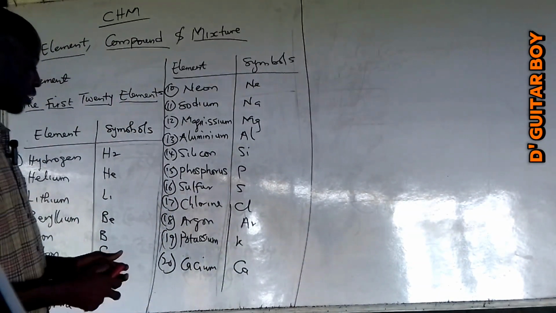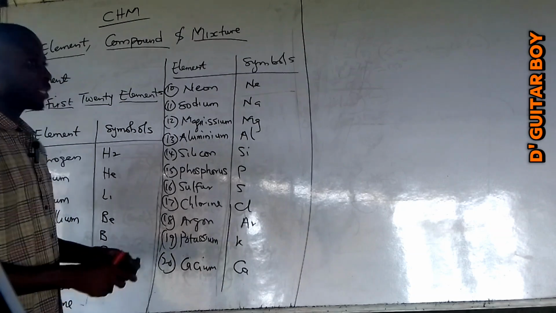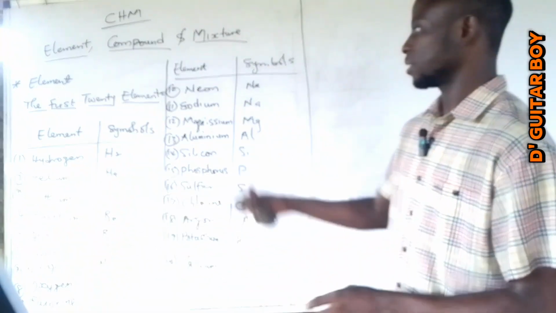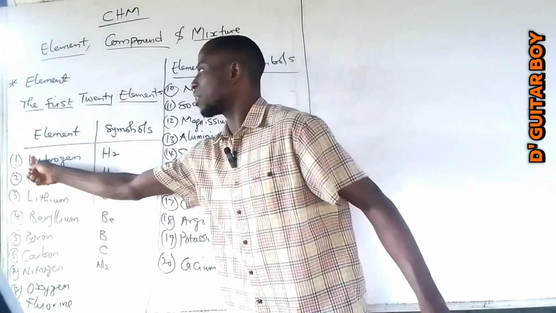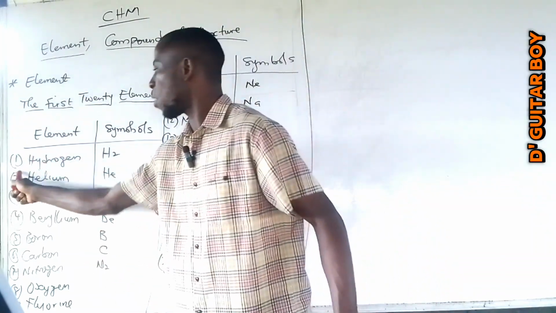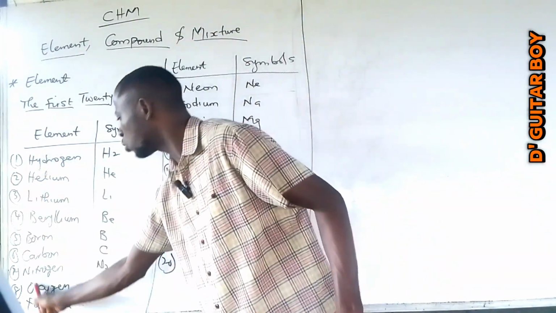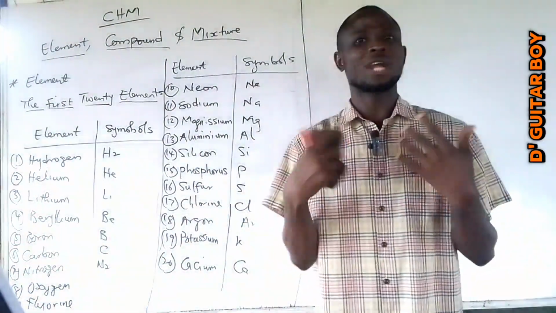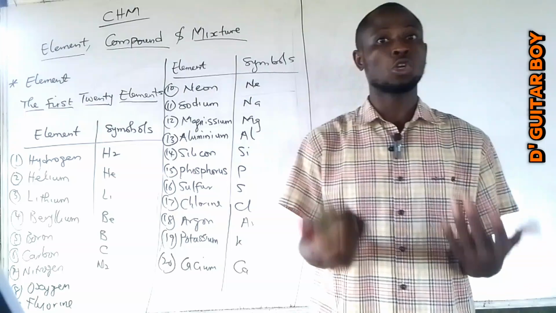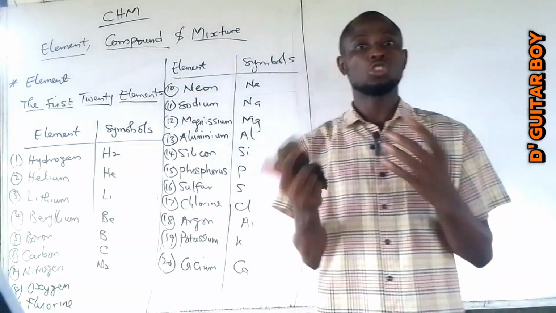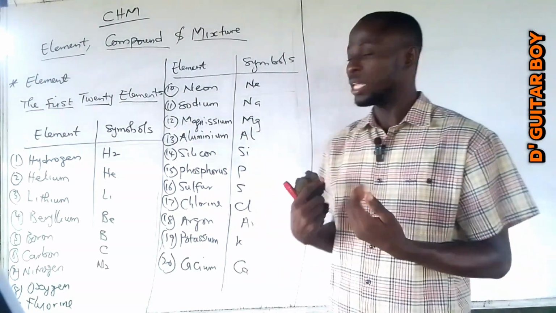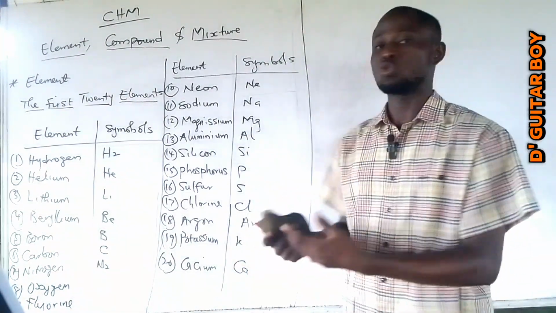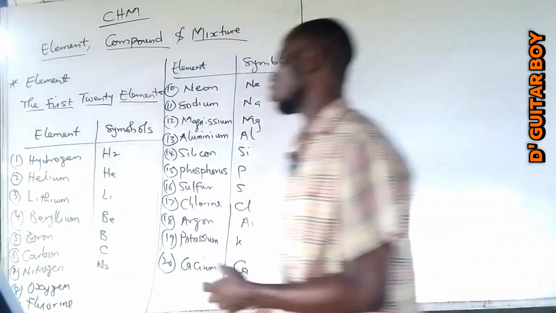So these are the first 20 elements. Now you see the way I listed it. I put hydrogen at number 1, helium number 2. This is how you should put them in your head. Look for a way to memorize it. Most students use it to form a song, just to memorize it. I did not use a song, but I will teach you the song that you can use to memorize it. Just memorize it in your head.